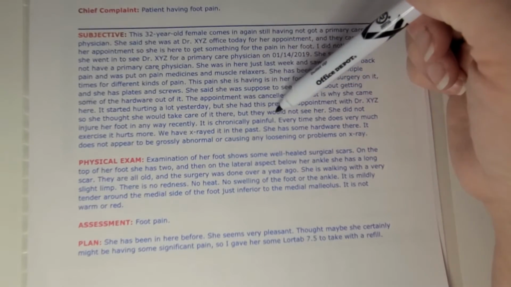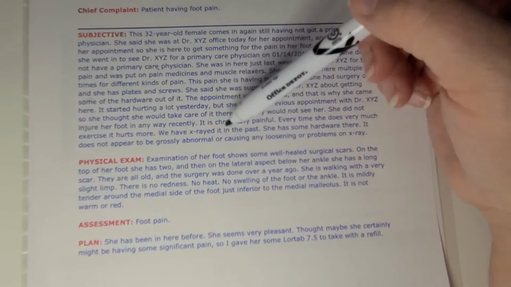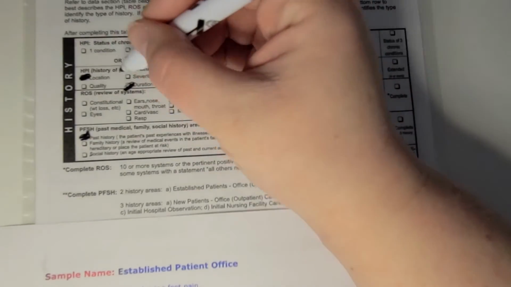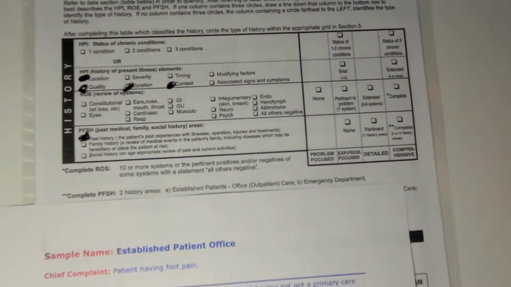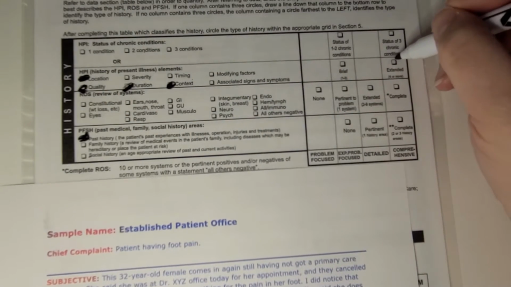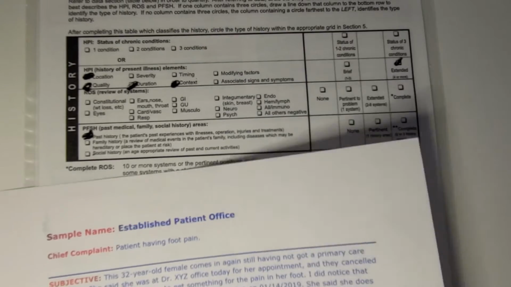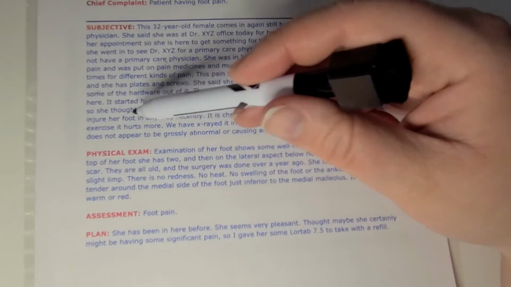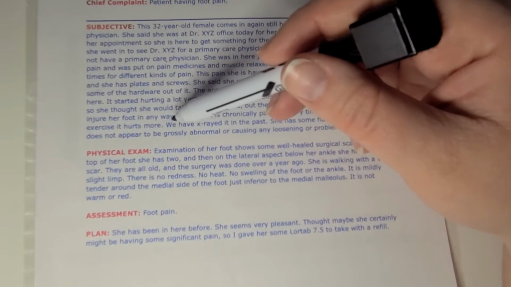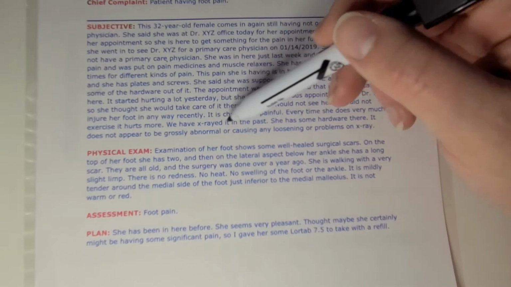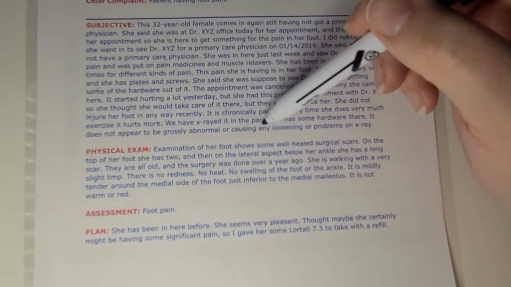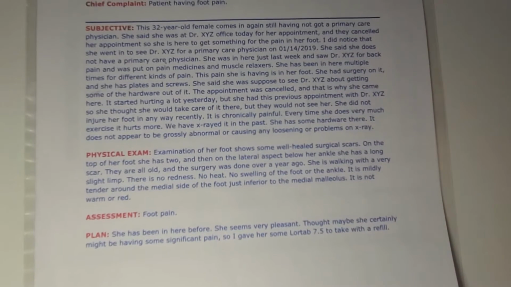It is chronically painful. Chronically is a descriptor. That's chronically painful. We could count that as a quality. Count here, quality. Look at this, we're already at our extended history, our extended history of present illness. Every time she does very much exercise, it hurts more, so that's even more context. We have x-rayed it in the past. She has some hardware there. It doesn't appear to be grossly abnormal or causing any loosening or problems on x-ray.